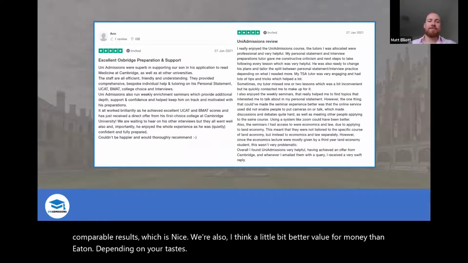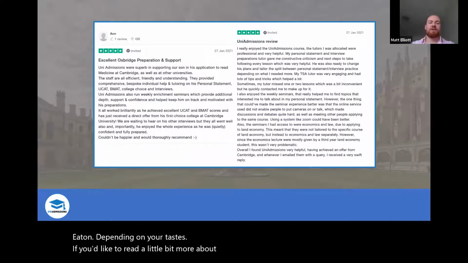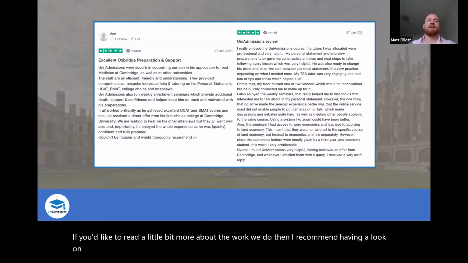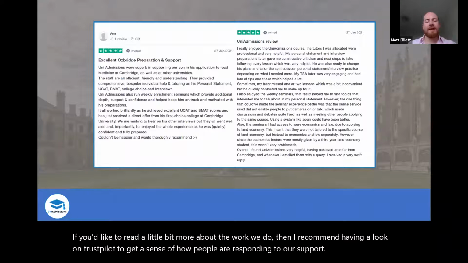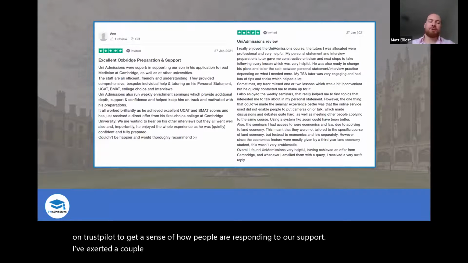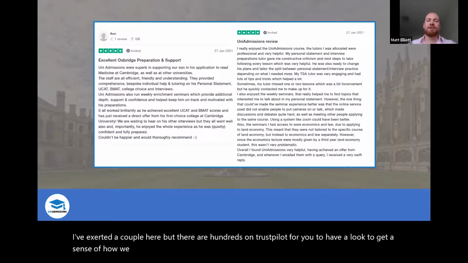If you'd like to read a little bit more about the work we do, then I recommend having a look on Trustpilot to get a sense of how people are responding to our support. I've excerpted a couple here, but there are hundreds on Trustpilot for you to have a look at to get a sense of how we work, to understand the relationships we build with parents and with students.